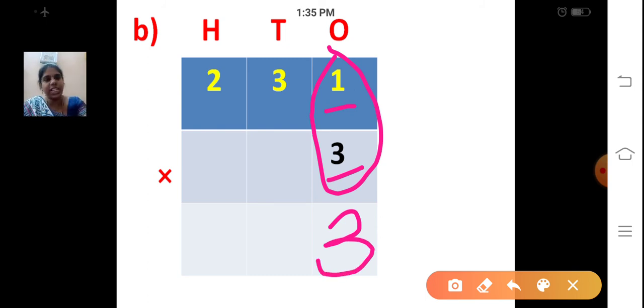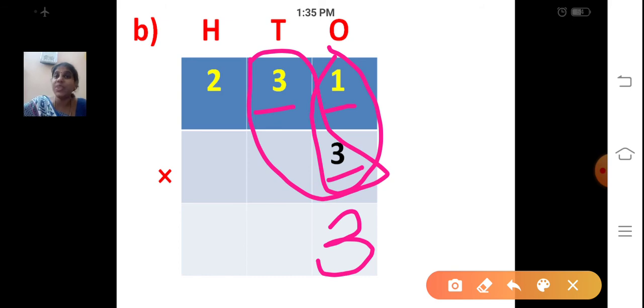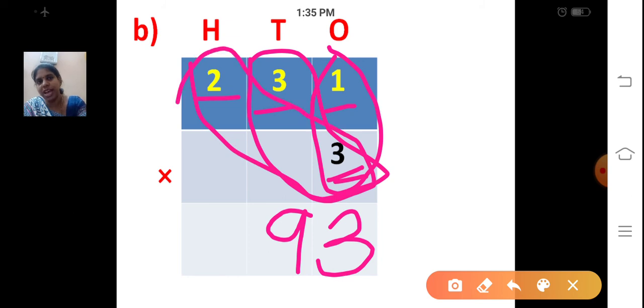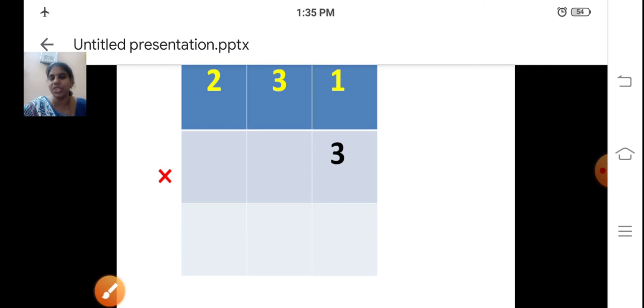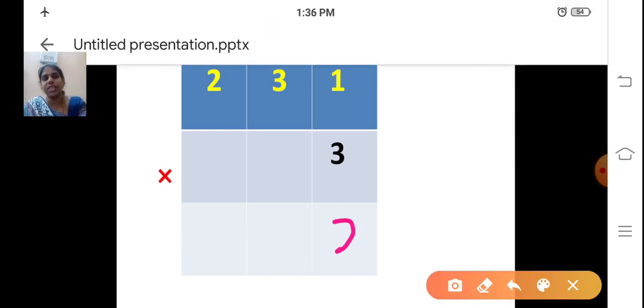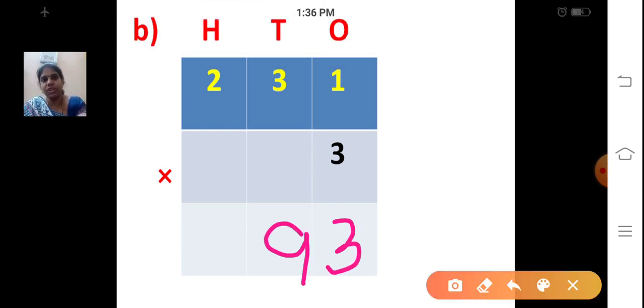Now move on to the tens place. Multiply the digit at the tens place by 3. So 3 threes are 9. Very good. Now multiply the digit at the hundreds place by this number 3. So 2 threes are 6. So the answer is 693. So 1 three is 3. 3 threes are 9. 2 threes are 6.